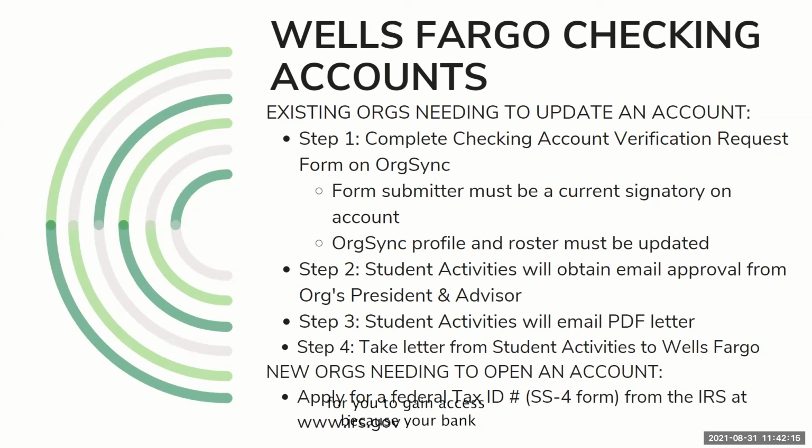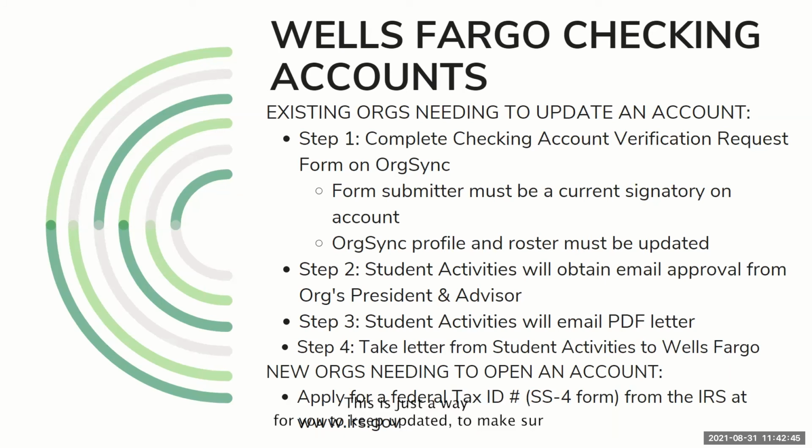It's going to be harder for you to gain access because your name is not on the account. So we always ask that the advisor is on the account as well as a president, and then possibly a treasurer as well. That way you have multiple people in case people do graduate, and the advisor, if you still plan to be the advisor for the organization, you can be able to add people on. So if you do have an existing account, I would just check with your organization. They can complete a checking account verification form, which is actually located on OrgSync.